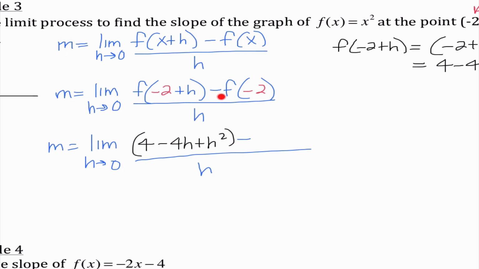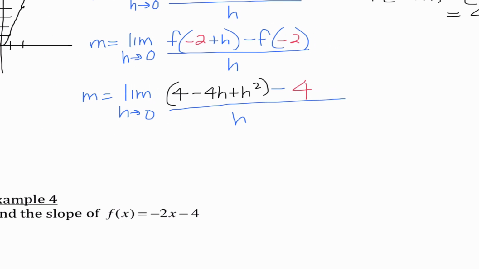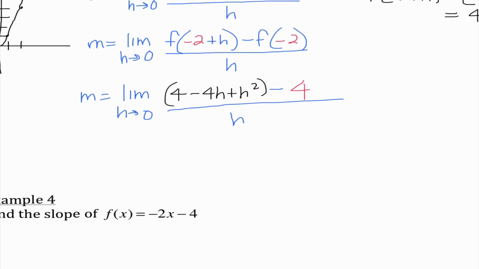Now, I also need to find f of -2, and there's two ways we could do that. We could substitute -2 in for x. I know -2 squared is 4. Or we could have looked at the very beginning. They told us f of -2 is 4. Either way, though, I get that answer. So now I'm going to go ahead and simplify my numerator. And I notice that these 4's cancel each other out, so I have -4h plus h squared.